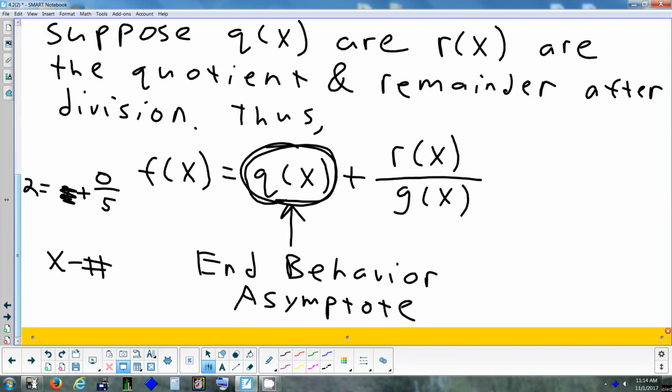Okay. So what's the difference between the quotient and the EBA? They're the same. There is no difference. So if a problem asks you for the quotient, if a problem asks you for the EBA, they're asking you for the same thing.